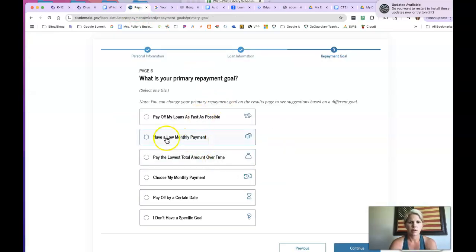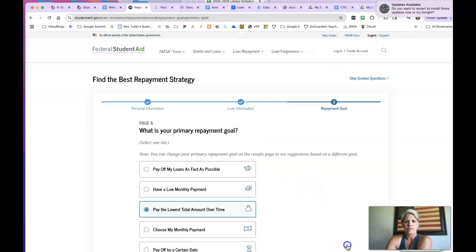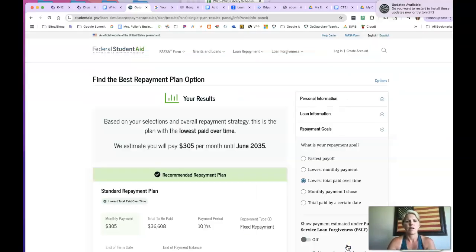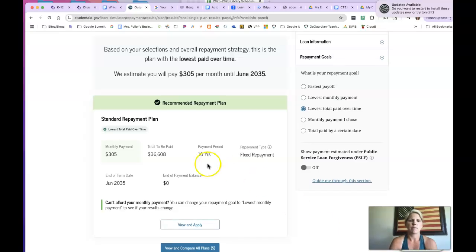So we say have a low monthly payment will be our best bet. We could also choose pay the lowest amount over time, either one, and say continue. And so they're going to give us what they recommend, which is a standard repayment plan.